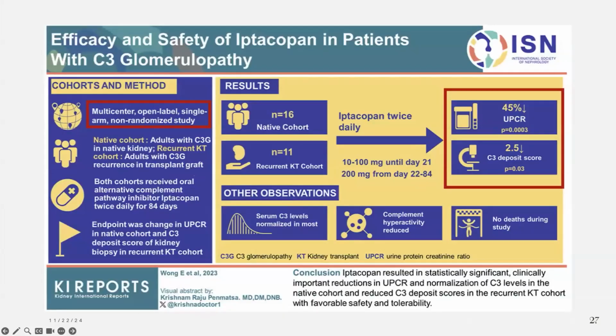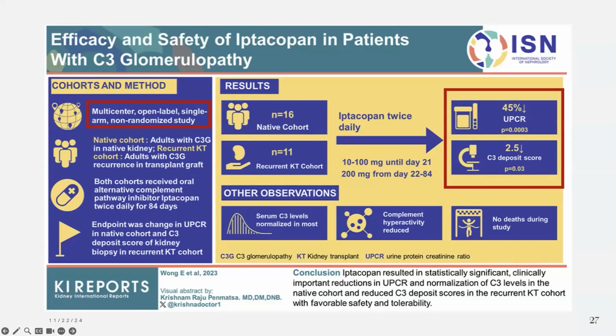The iptacopan phase 2 trial is a single-arm, non-randomized study. It included all C3G patients, all adults: 16 native C3G and 11 post-kidney transplant recurrent C3G, with eGFR more than 30. In the native cohort, iptacopan resulted in a 45% reduction in proteinuria from baseline to week 12. In the transplant cohort, the median C3 deposit score in kidney biopsies decreased significantly from a baseline of 3 to 0.5 at week 12. Why did they choose different primary endpoints?